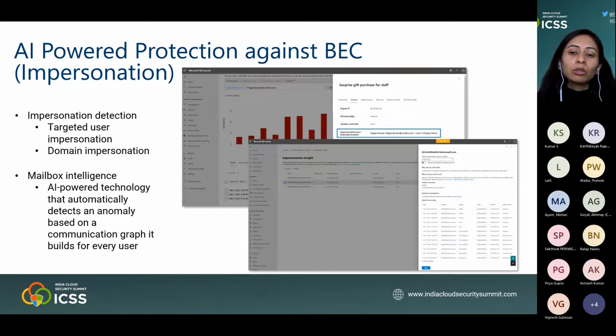Whereas you also want to protect each individual recipient of the organization from the impersonation of your manager or their manager or co-worker, which can be learned using mailbox intelligence. So all in all, both work together to provide this complete protection against user impersonation.